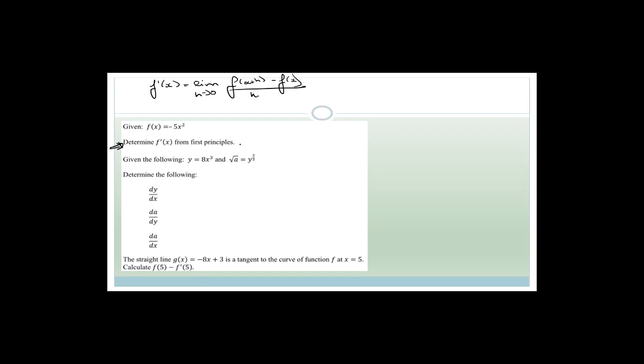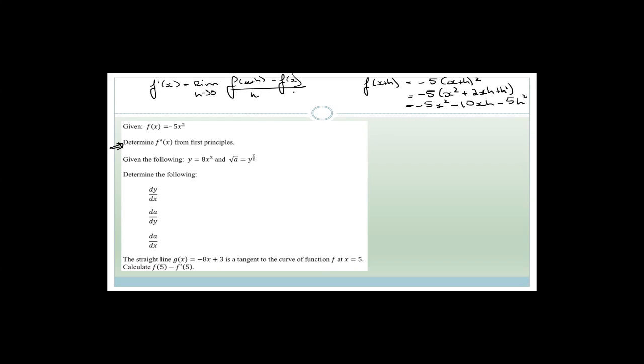when they ask you to determine f dashed of x from first principles. So the first thing I would say to you is we already have f of x is equal to minus 5x squared. I would work out f of x plus h. So f of x plus h is going to be minus 5 times (x plus h) all squared, which is minus 5 times (x squared plus 2xh plus h squared), which is minus 5x squared minus 10xh minus 5h squared. Okay, so that is f of x plus h.